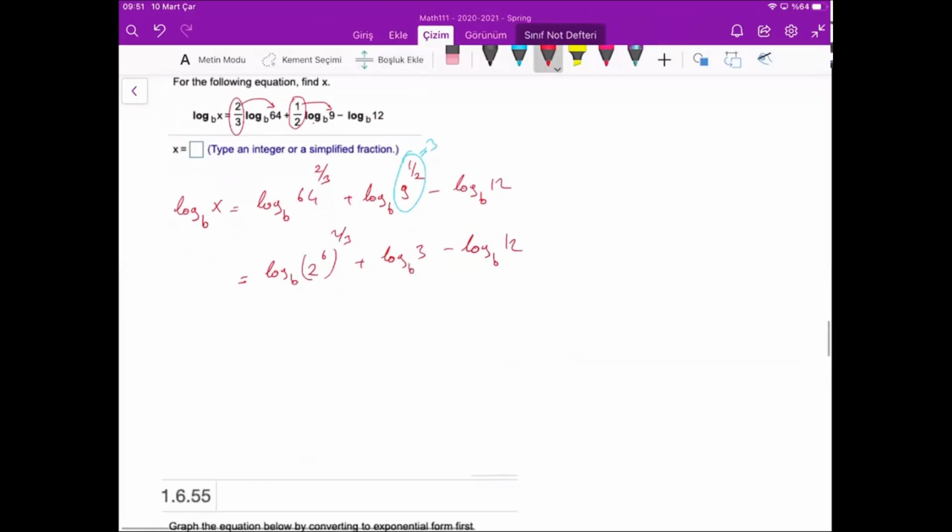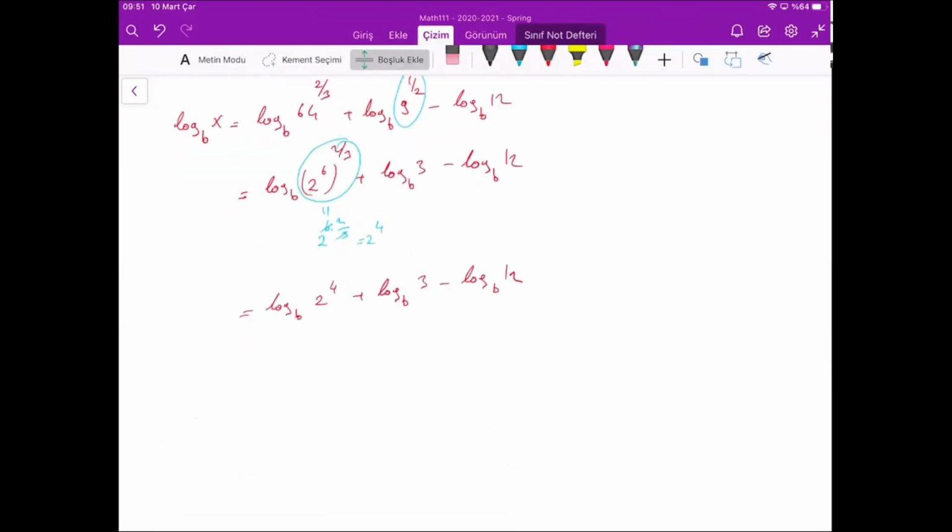Okay. So here, by using the properties of the exponential function, this equals 2 to the power 6 times 2 over 3. This cancelled, which equals 2 to the power 4. Okay, so we reached this result: logarithm base b of 2 to the power 4 plus logarithm base b of 3 minus logarithm base b of 12.